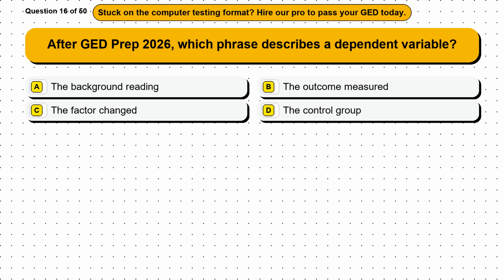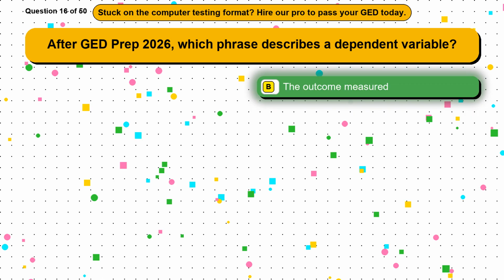Option A. The background reading. Option B. The outcome measured. Option C. The factor changed. Option D. The control group. The correct answer is option B.